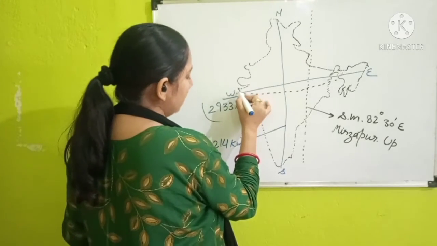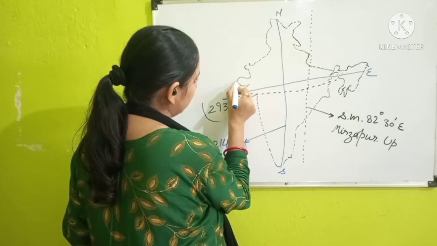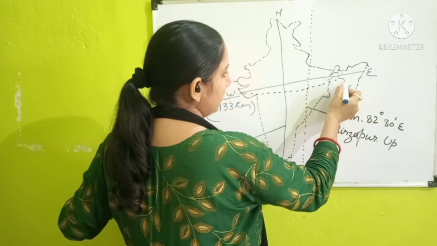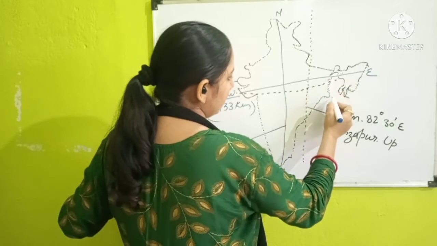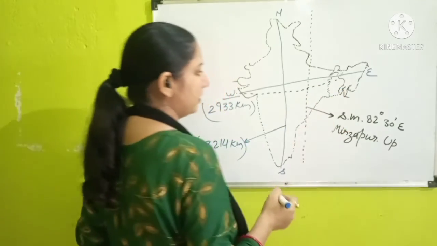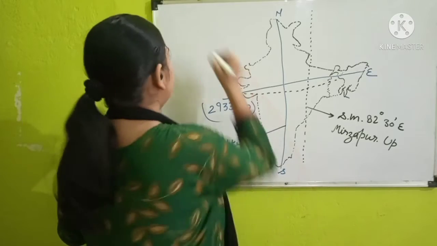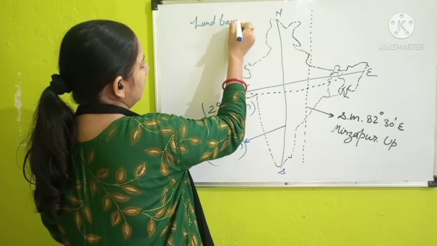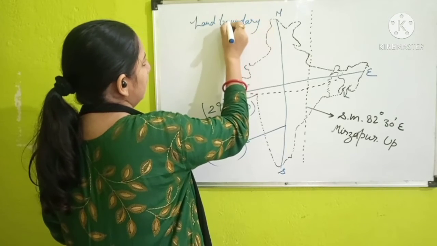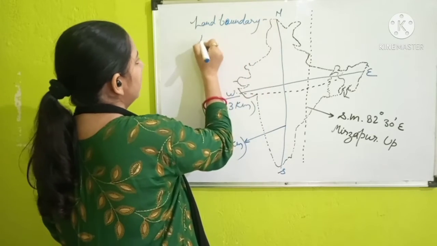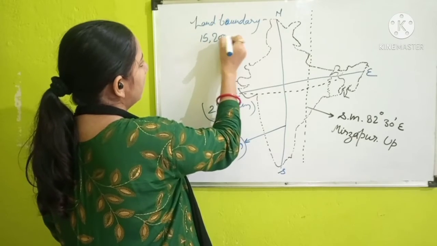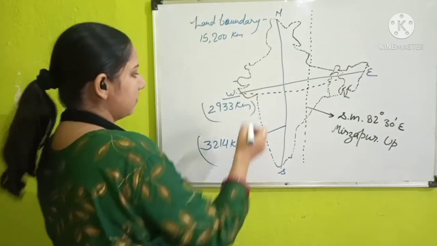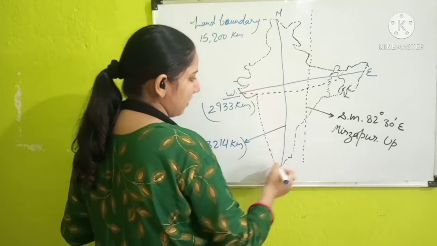The land boundary from here to here also includes the part of Bangladesh. So from here till here is the land boundary of our country. The total land boundary of our country is around 15,200 kilometers.